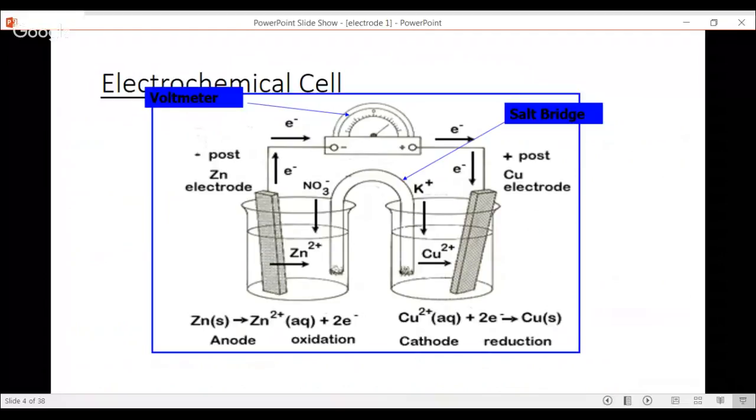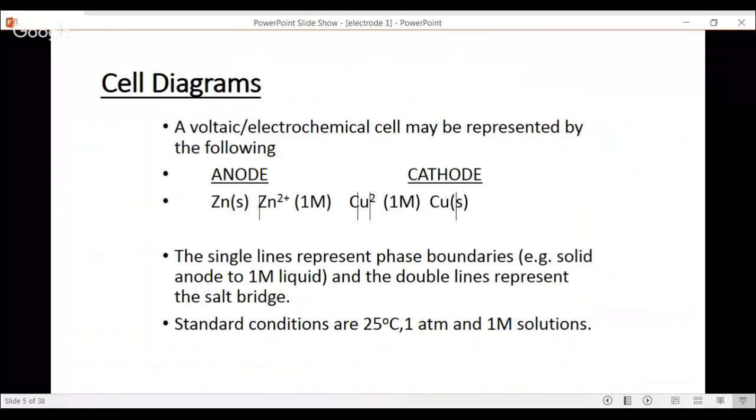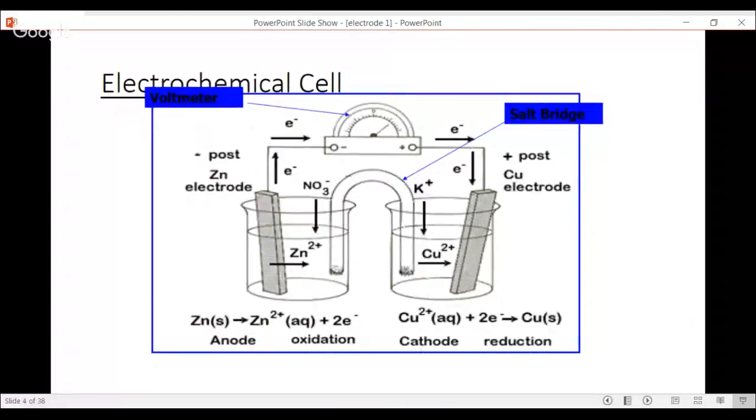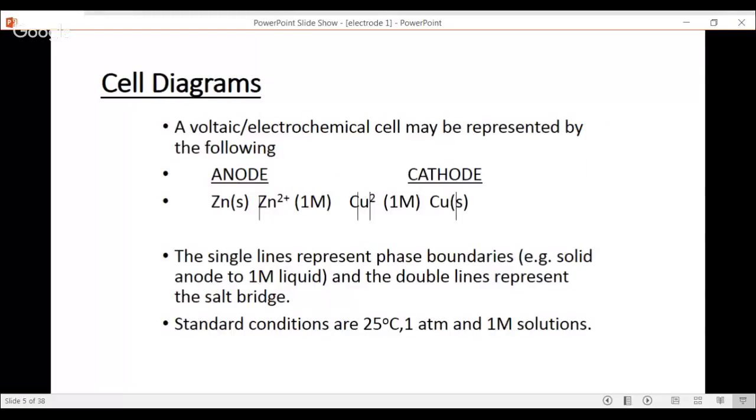Okay, this is the principle of the electrochemical cell. Now we have to understand a few things. Which is the correct way? Whether zinc will dissolve as zinc 2 plus and copper 2 plus will deposit as copper, or copper will dissolve as copper 2 plus and zinc 2 plus will deposit as zinc. This is a very tricky question. We will come to it.